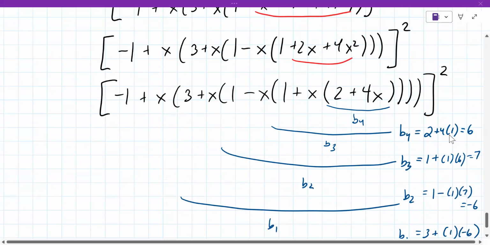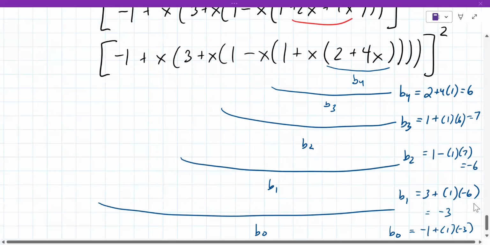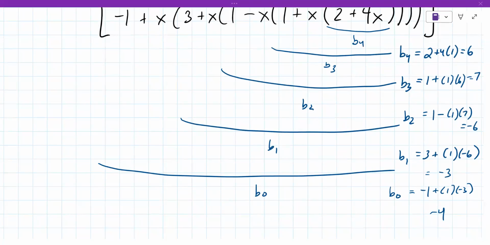2 plus 4x. X is 1. That's 6, right? That's 6. And then you take 1 and you add it to that. So that's 7. 1 minus 7 is -6. 3 plus 1 times -6 is -3. -1 plus 1 times -3 is -4. Okay, so B0 is that. Maybe there's another piece. Maybe it's B0 equals something plus something.